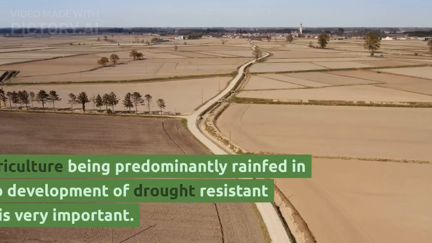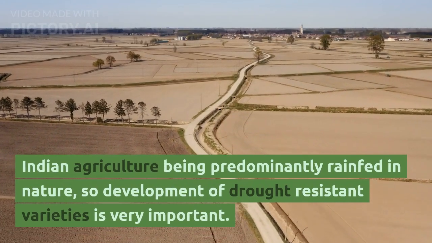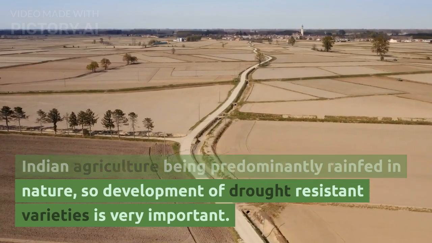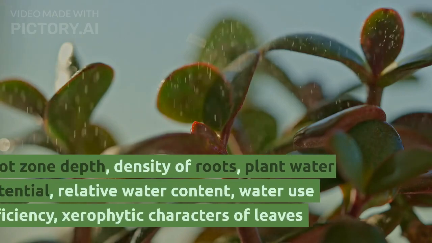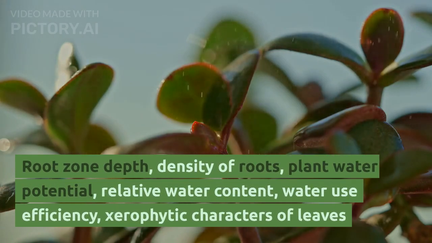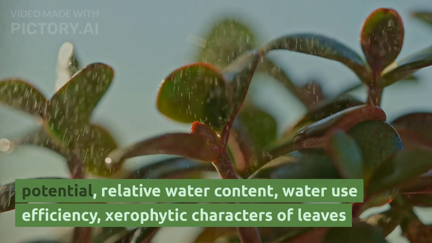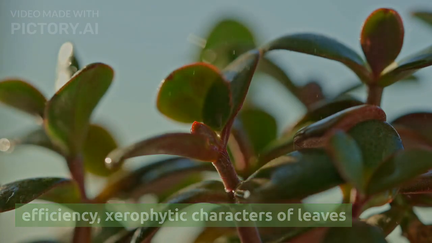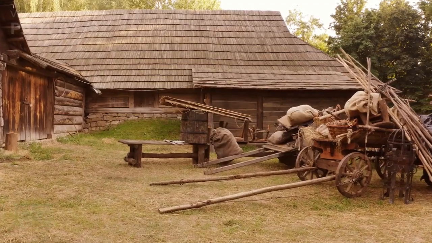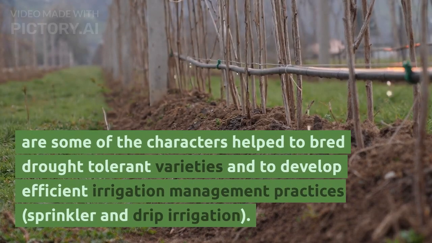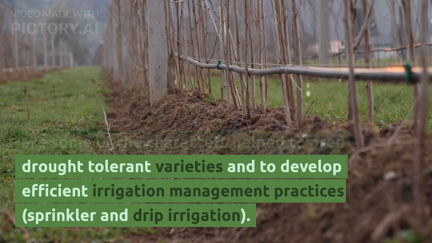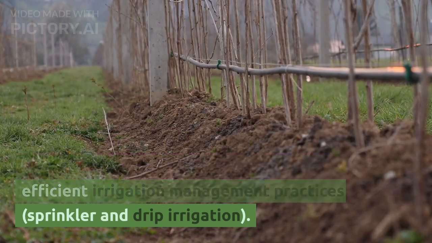9. Indian agriculture being predominantly rain-fed in nature, the development of drought-resistant varieties is very important. Root zone depth, density of roots, plant water potential, relative water content, water use efficiency, xerophytic characters of leaves, etc. are some of the characters that helped to breed drought-tolerant varieties and to develop efficient irrigation management practices, sprinkler and drip irrigation.